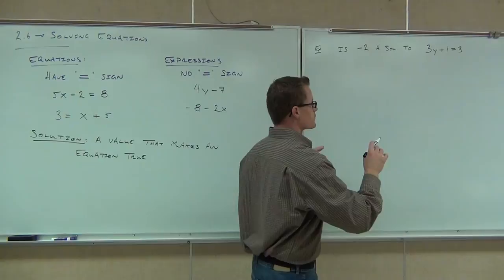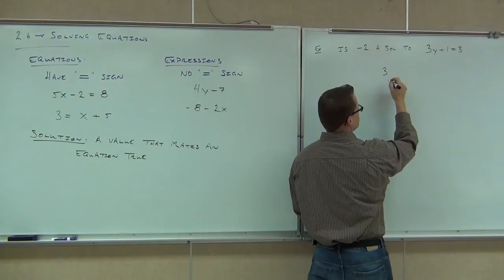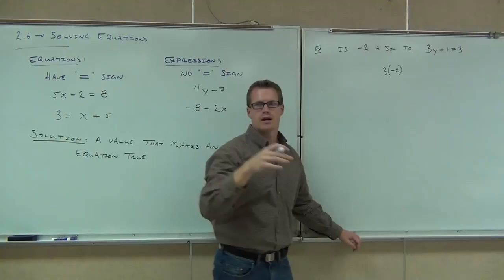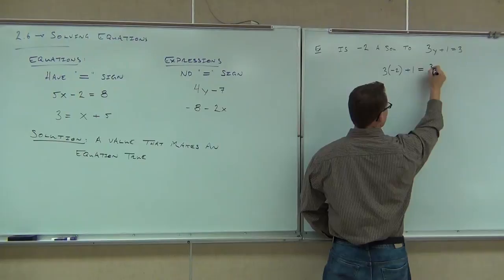So how do we do this? First, does the 3 change? No. Does the y change? Yes. To parentheses negative 2. I like the parentheses because that says I'm multiplying by a negative, I'm not subtracting. Then this plus 1 doesn't change, the equals doesn't change, and the 3 doesn't change.